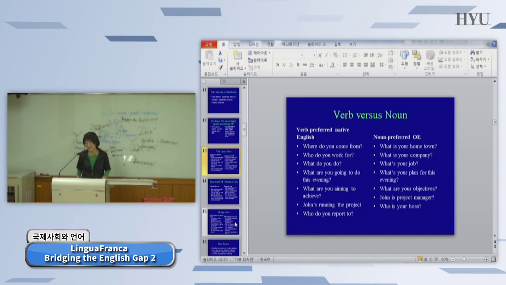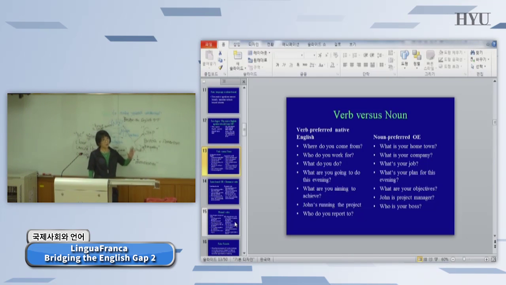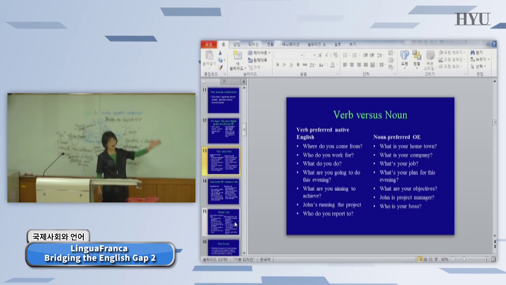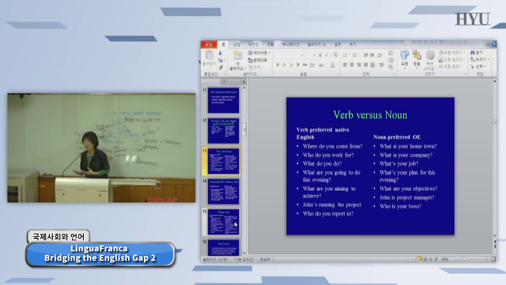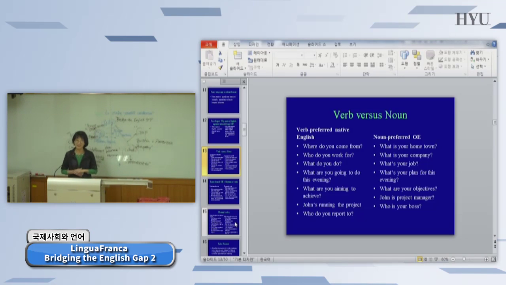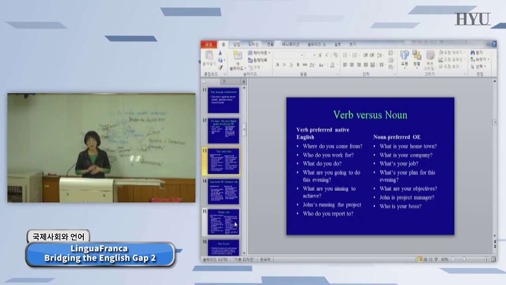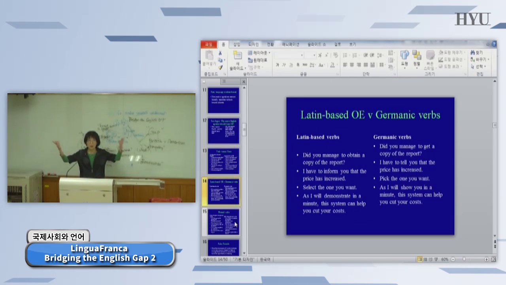So this is the difference. If you're an American speaker, you should be aware of the differences and try to use the OE style of English. That would be the more efficient way of communication. And if you are an OE speaker, you should be aware of the way that native speakers talk, then you can comprehend what they say. So this is the way to bridge the gap between the two versions of English.